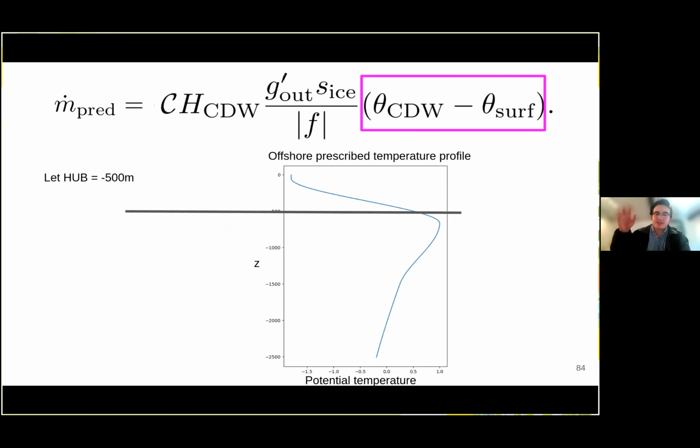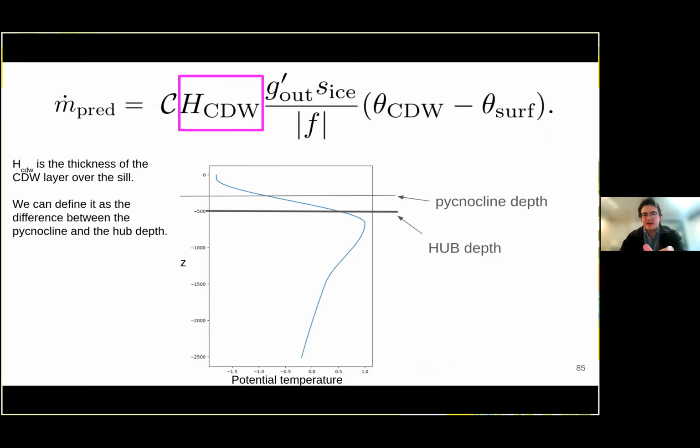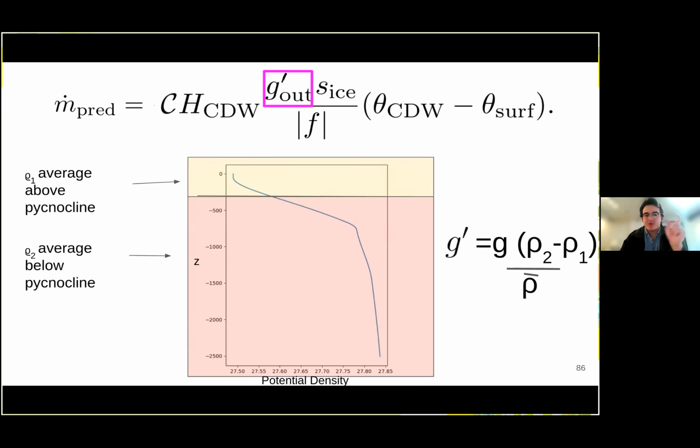So what we're going to do is for each cavity, we're going to take the temperature profile we prescribe from offshore, and we're going to calculate that temperature term by taking the temperature at the hub depth. We're going to call that our CDW temperature, even if it's a bit of a bad name because maybe there's not CDW there. But we're going to take the temperature at the hub depth, and we're going to subtract from that the temperature at the surface, which is always going to be just around freezing. And that'll be our temperature term. Then we can find the pycnocline and subtract from that the hub depth to get our layer thickness HCW. We can estimate our G prime by taking the reduced gravity above and below the pycnocline.